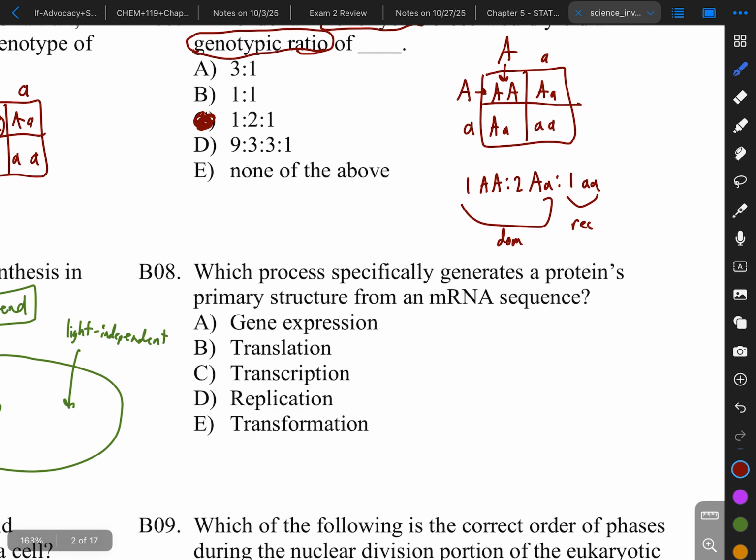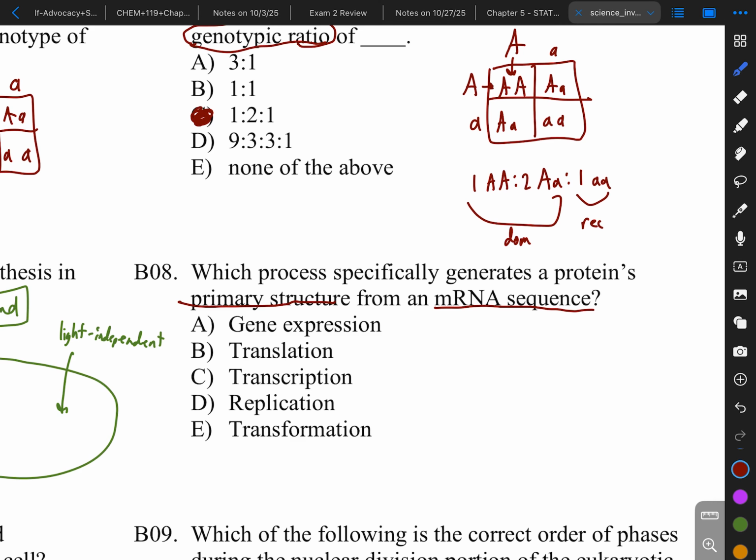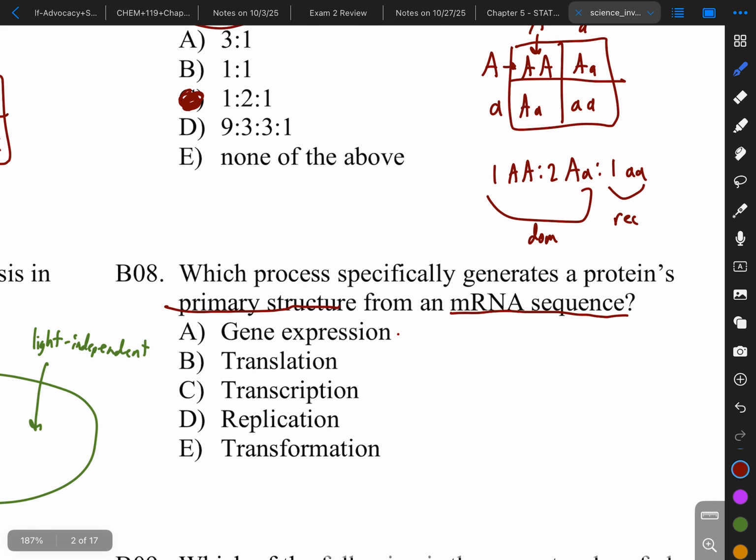For number 8, which process specifically generates a protein's primary structure from mRNA? If we go through all these option choices, gene expression is basically just whether a gene will be transcribed or not, and that's revolving around DNA to RNA, and not necessarily the conversion of DNA to RNA, mainly just whether this will even occur.